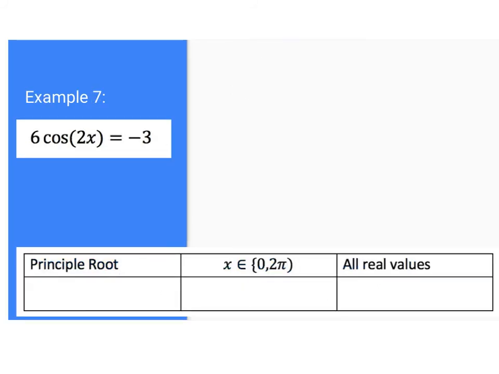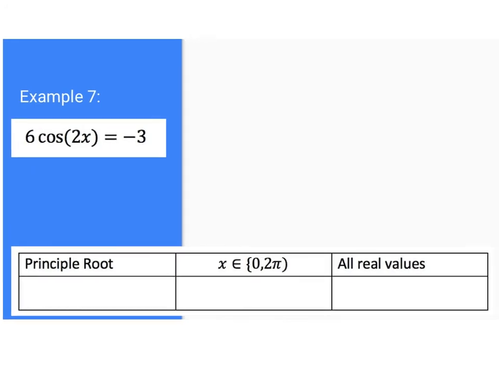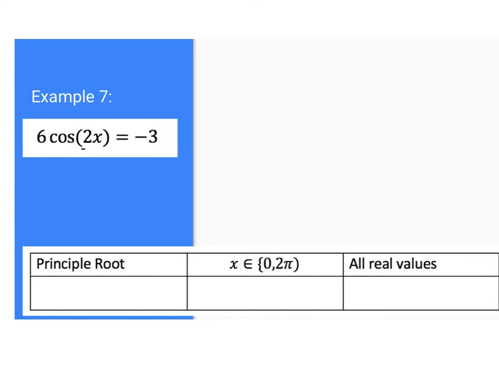Okay, so for this question, again, each question is just getting progressively harder. We have 6 cosine 2x. This is going to change a little bit because now inside of the parentheses we do have a 2x. The first part is going to be the same. The second part is going to be different. So I have 6 cosine 2x equals negative 3. Again, my goal is to isolate this cosine so I can take the inverse. I'm going to start by dividing both sides by 6.